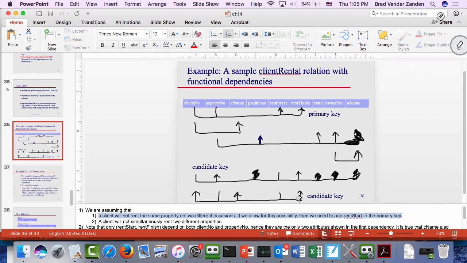And this will typically happen when you have multiple entities in the same relation. You will have multiple candidate keys where each of the entities can be one of the candidate keys. So here, this first candidate key was solely on client, the second one was solely on property, and then we had the primary key that we chose, which was dependent on both.